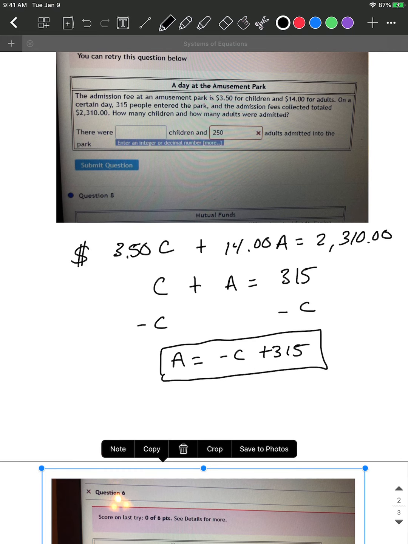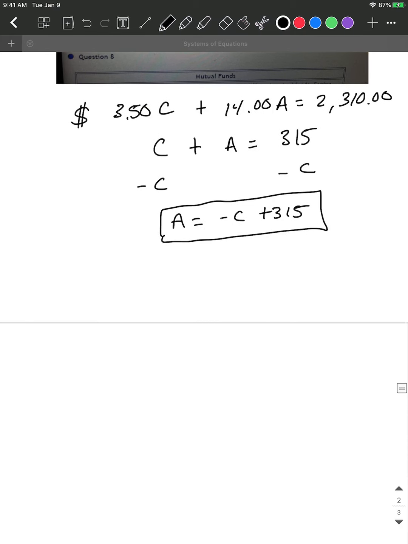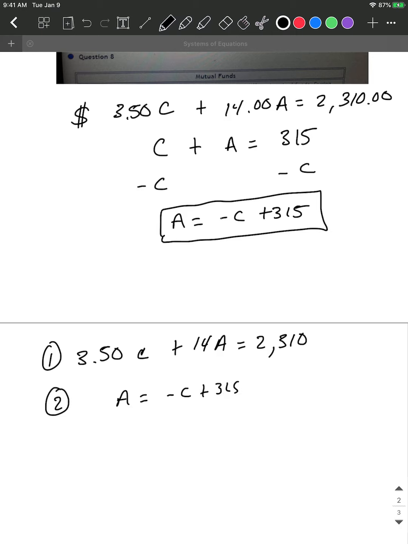So as we move down here, we start with our old equation, the first equation, which is 350C plus 14A, which will equal 2,310. We already know from our second equation that A is equal to negative C plus 315. So we're going to substitute the value. Whatever A is, we're going to replace it with that. So this is just going to go inside of here. So we'll say 350C plus 14.